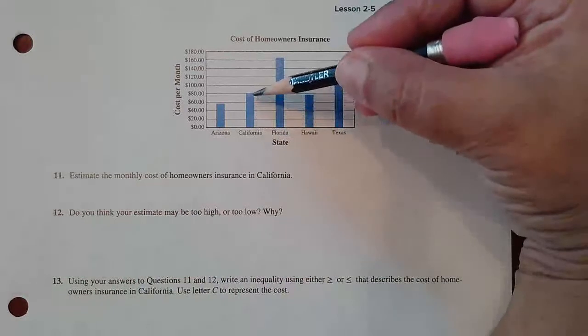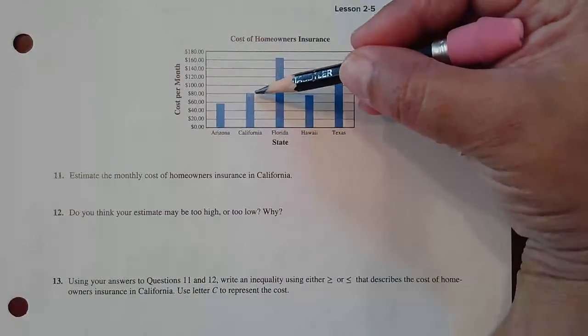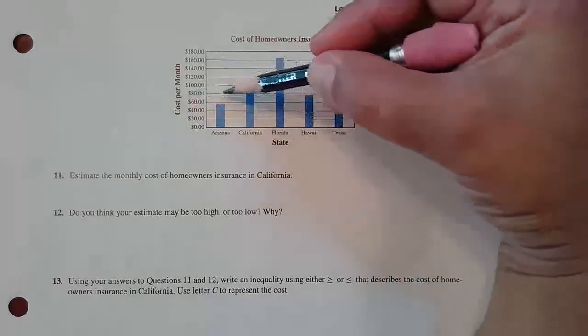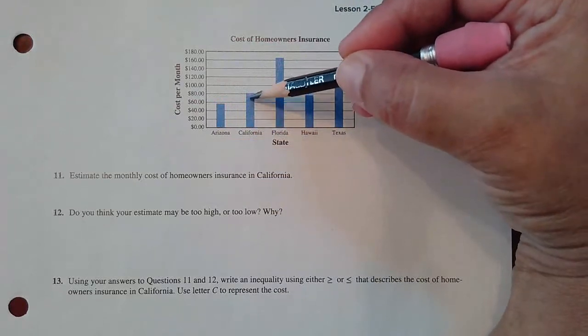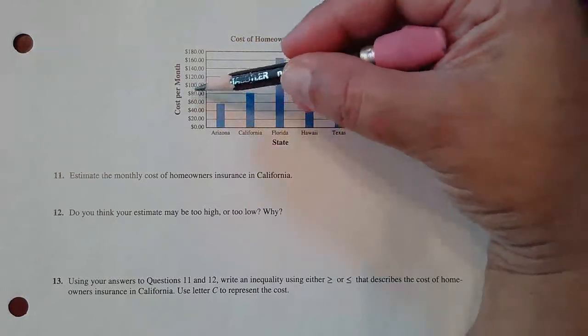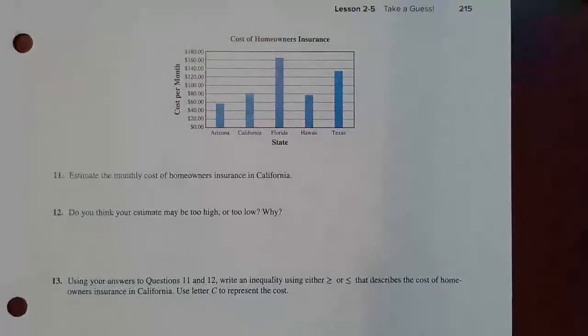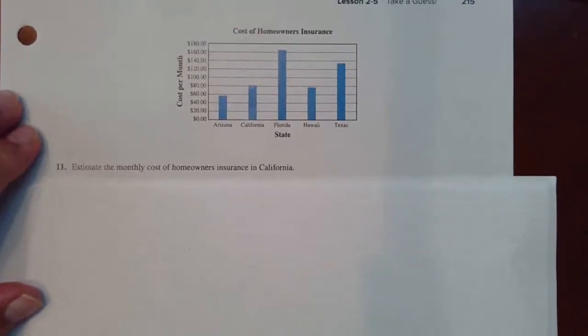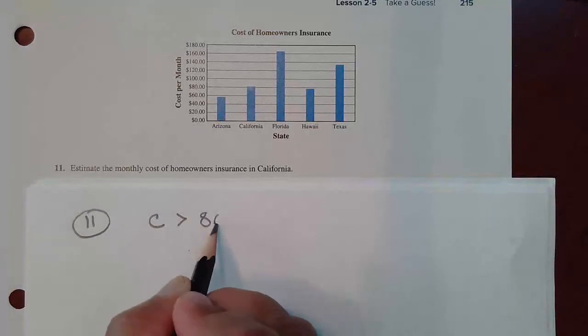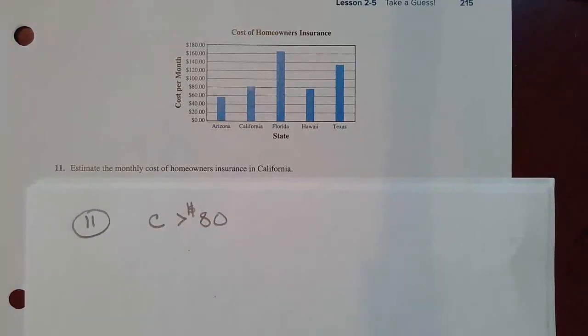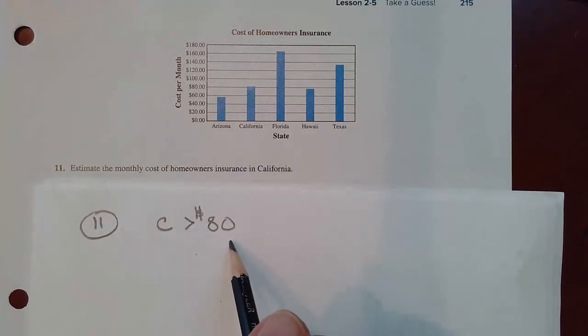So you just go to California, and what this looks like right here is, let's see, this is the $80 mark. That looks like a hair above 80. So I'm going to say that the cost of homeowners insurance is slightly greater than 80. So when they say estimate, just basically all that you're going to see happen is someone going like this. The cost of homeowners insurance is slightly greater than $80. And some students might come in here and say it's slightly greater than 81 or 82. And if it's anything very close, then you would be given credit for it.